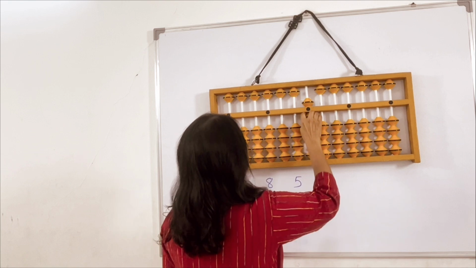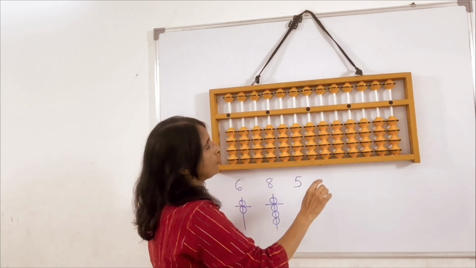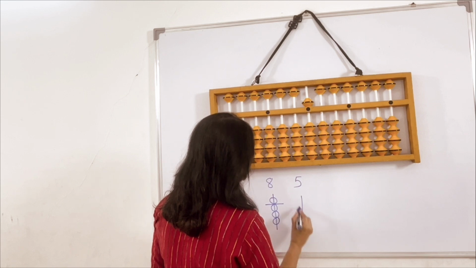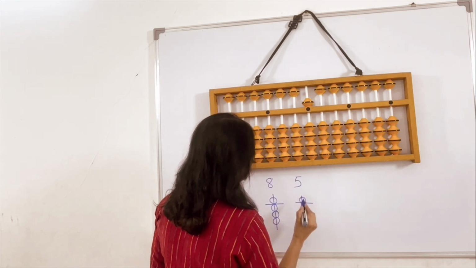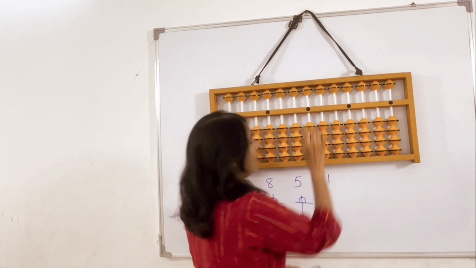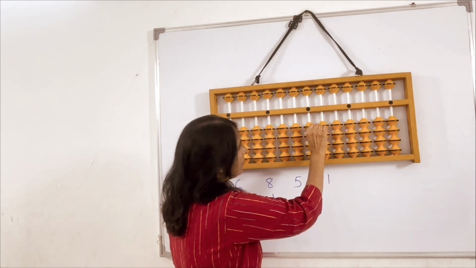5. Now we have to draw only one upper bead. 1. 1 means we have to draw one lower bead.